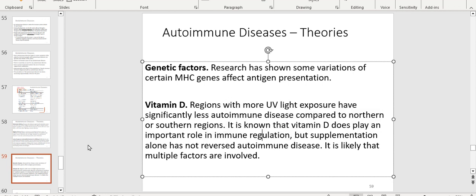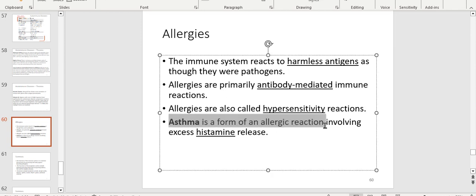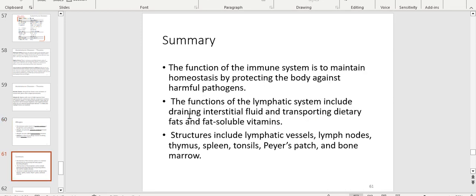Thank you very much. Allergies: the immune system reacts to harmless antigens as though they were pathogens, right? Asthma is a form of allergic reaction involving excess histamine release. Allergies can also be called hypersensitivity. Lots of good stuff there. Summary, have a read of that.